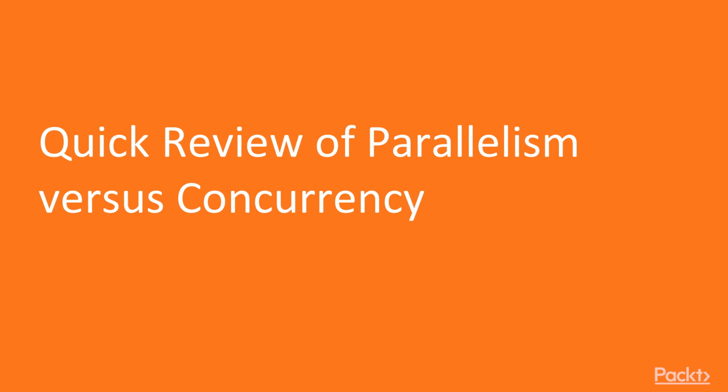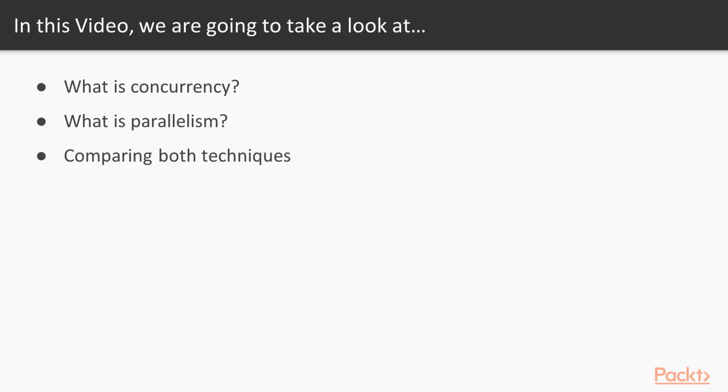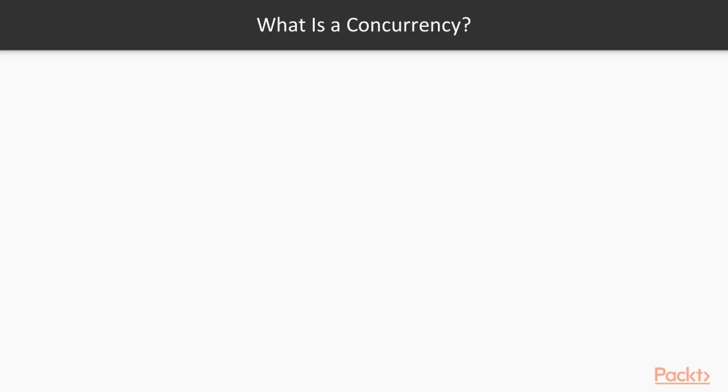And this is the first video, in which we do a quick review of parallelism versus concurrency. We'll see what concurrency is, what parallelism is, and we'll compare both techniques. So what is concurrency? That is the first question. Concurrency is a first step to parallelism. You cannot achieve parallelism without concurrency.